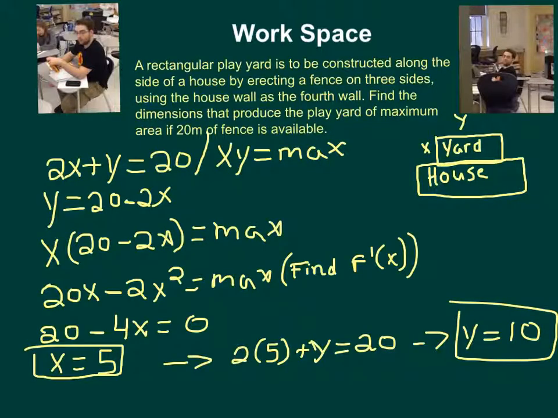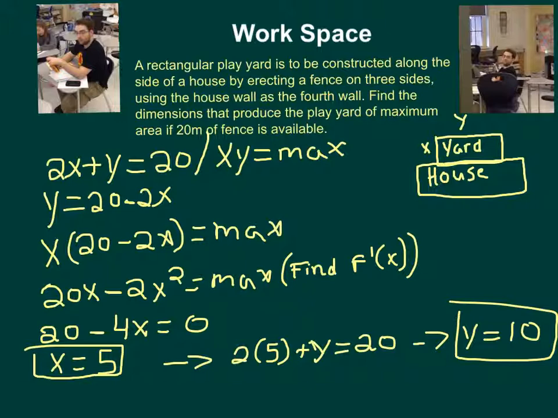To begin this problem, we recorded the equation that we got using the word problem. We also drew a picture to help us understand what we were looking at. We took x and x, 2x plus y, and wrote it down, because we are given that this equals 20. We also know that the area of a rectangle is length times width, or xy. So using 2x plus y equals 20, we can solve for y, which is 20 minus 2x.